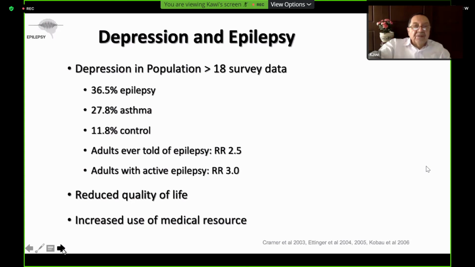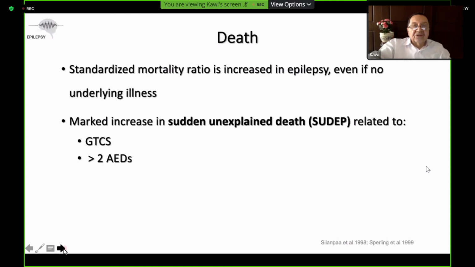Depression in epilepsy happens in about 1/3 of patients with epilepsy. It happens in 1/4 of patients with asthma, and usually in controls, it's about 10%. It reduces quality of life and increases the use of medical resources.